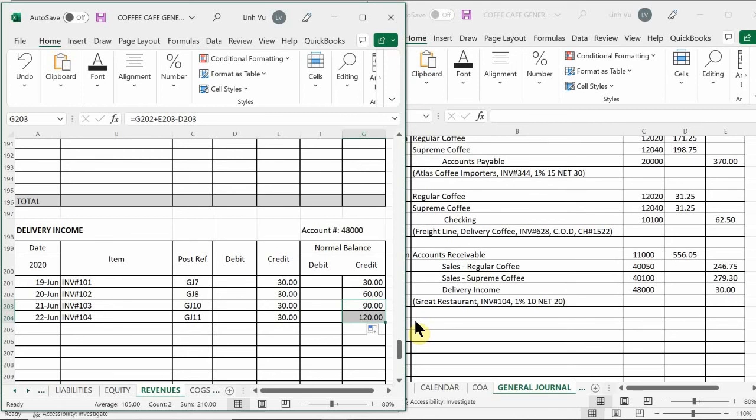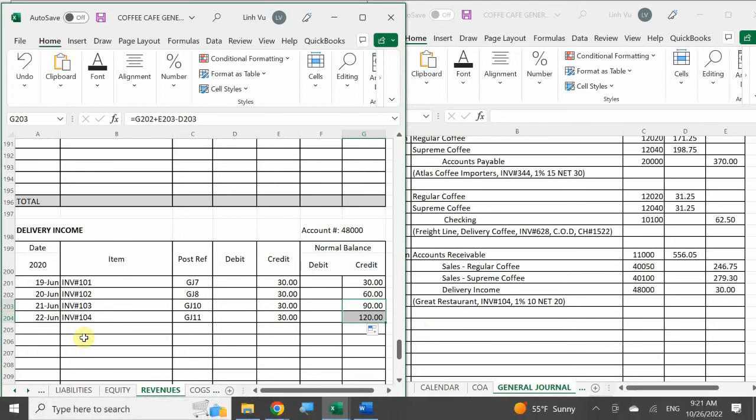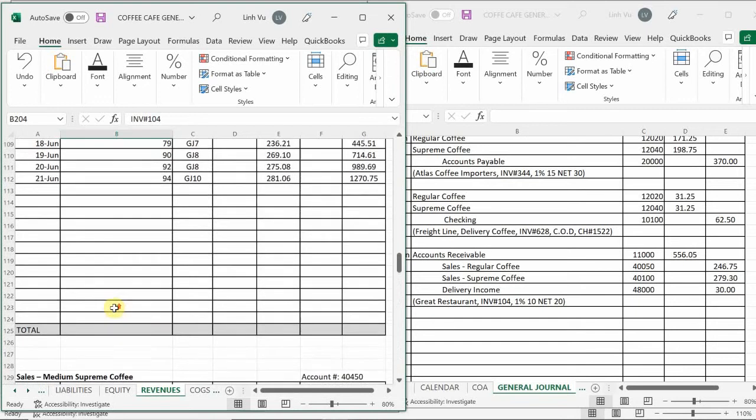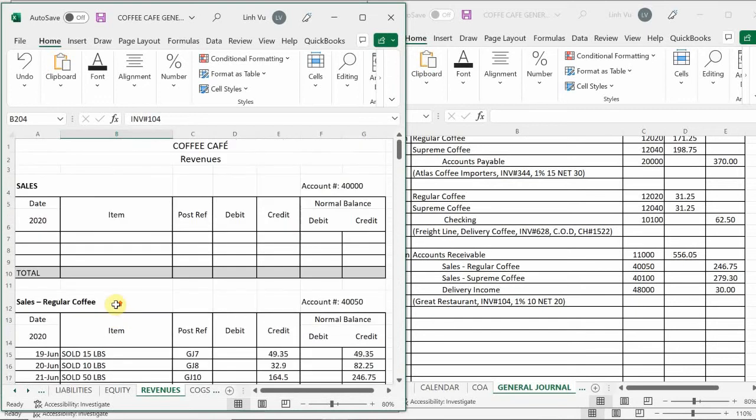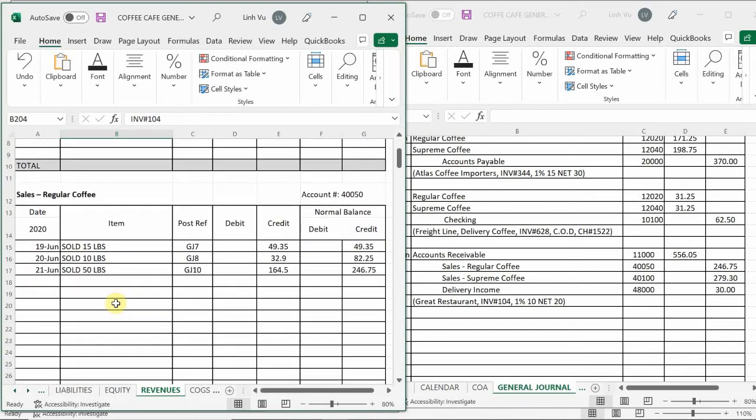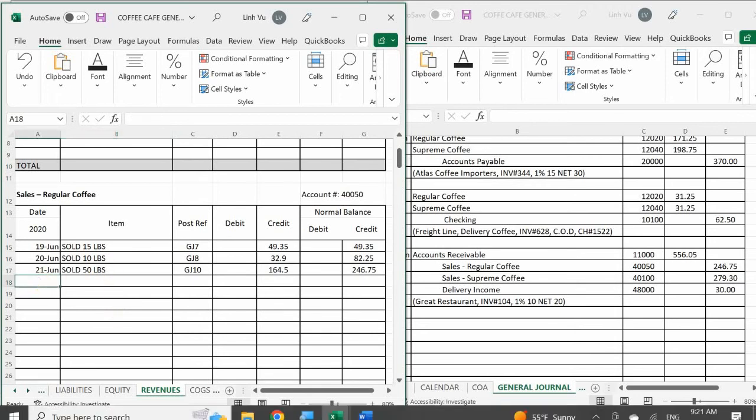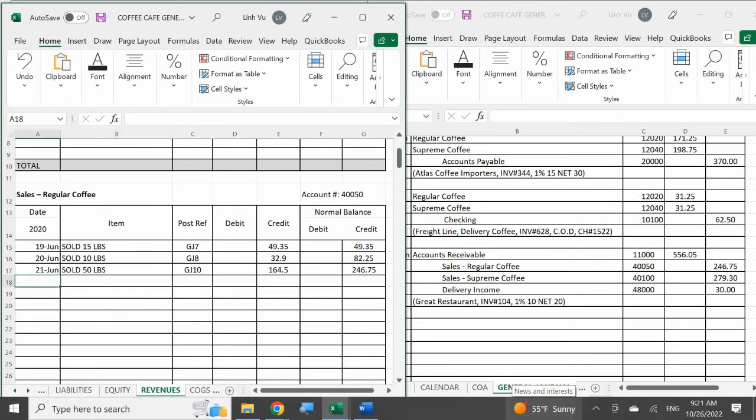No, I was thinking we're going to account 4,000 for the sales of the regular coffee. Yeah, that's going to cause problems in your journal or in your trial balance if you skip around. Okay, so here we go. Sales for regular coffee, 246.75.